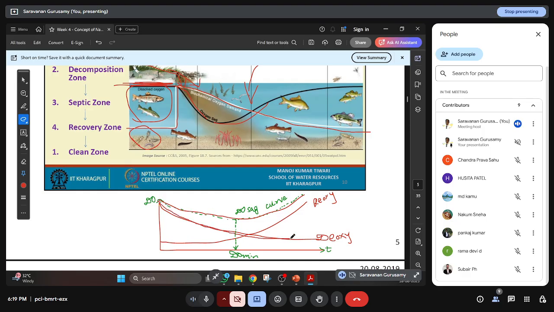The present DO is getting decreased, and DO is added from the atmosphere. So the total DO will give you the resultant DO. In this graph you can find that initially it will decrease, and after some point it will start increasing. So the minimum point is called the DO minimum point. That is a critical point.